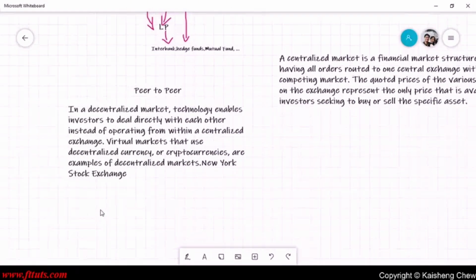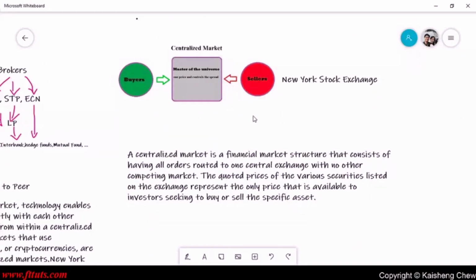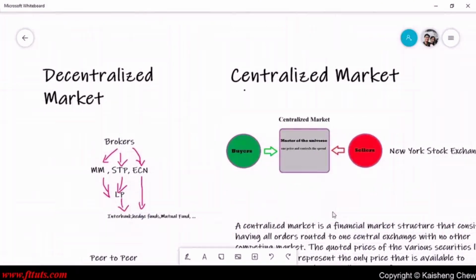So in other words, for the decentralized market, technology enables investors to deal directly with each other instead of operating from within a centralized exchange. Virtual markets that use decentralized currency or cryptocurrencies are examples of a decentralized market. So the New York Exchange, which is this one, is a centralized market. All right, thank you.